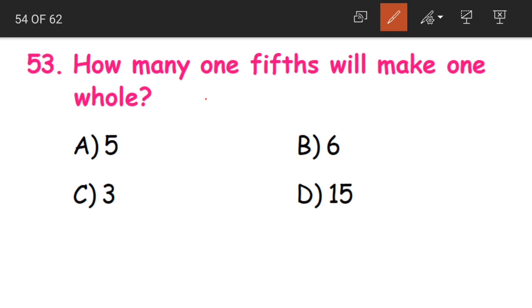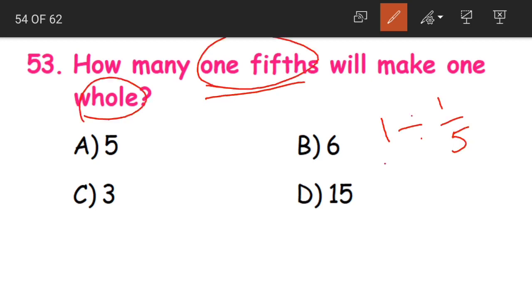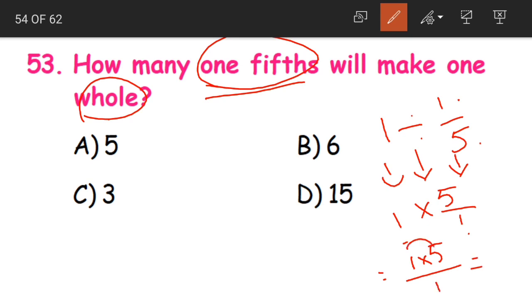Now coming to the actual method of solving this, we have to divide 1 by 1 by 5. How will you divide, children? The first number stays as it is, division becomes multiplication, and for the second fraction we write the reciprocal. 1 by 5 becomes 5 by 1. Now how to multiply? Multiply the whole number with the numerator and write the denominator as it is. 1 into 5 is 5 divided by 1. 5 by 1 is nothing but 5. So option A, 5, is the correct answer.